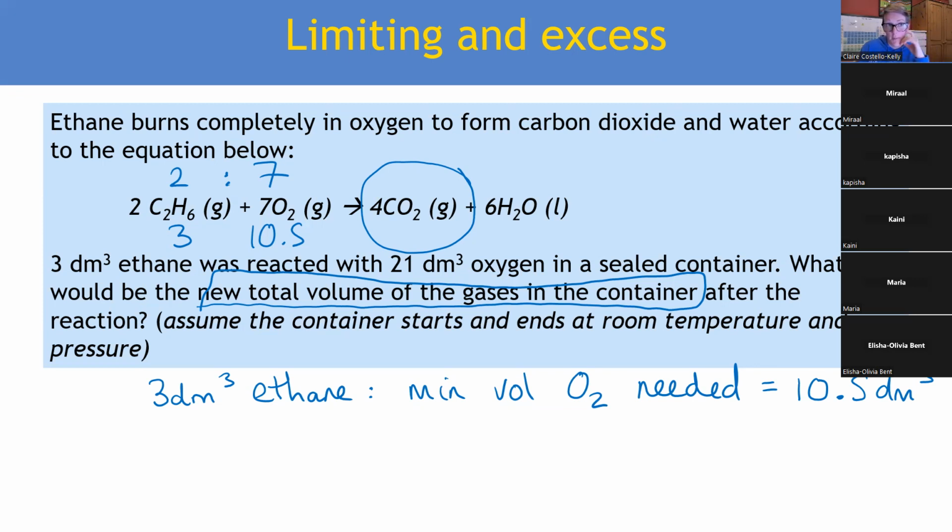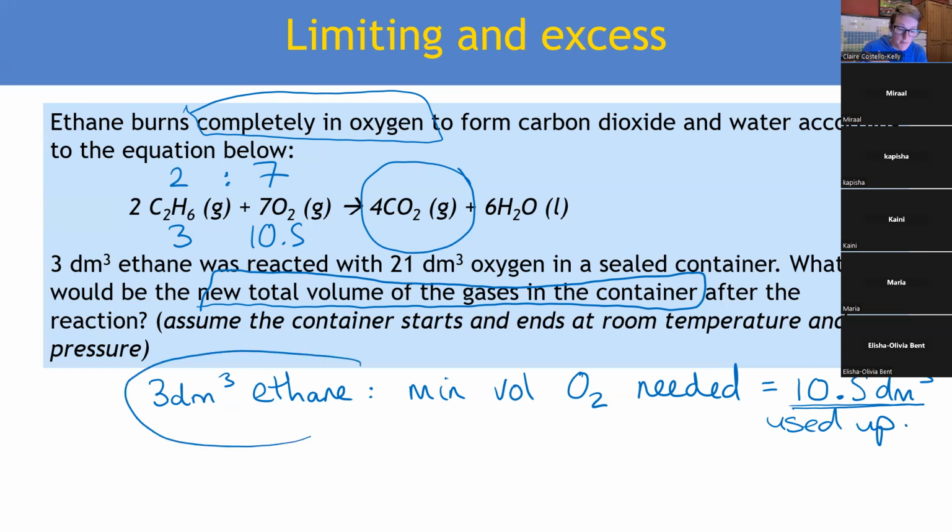Hopefully, if the question has been written properly, oxygen in this situation will always be in excess, because you can't burn completely in oxygen unless you have an excess of oxygen. That's what incomplete combustion is, and that's not burning completely. So it should be written so that the oxygen's in excess, by the way. So that's kind of helpful when you're doing the calculation. But some people write really rubbish questions. Don't count on it. So 10.5 decimeter cubed, that's used up.